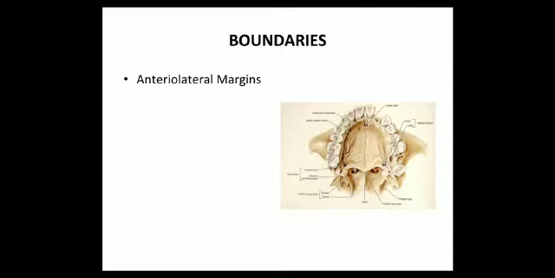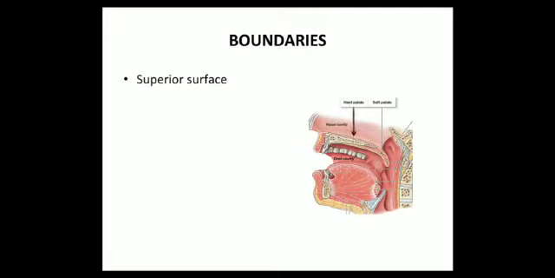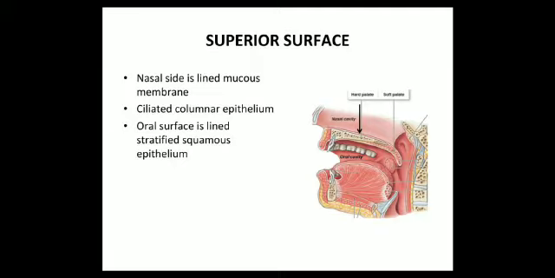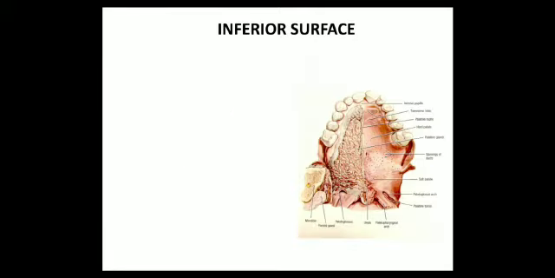Anterolateral margins of the palate are continuous with the alveolar arches and the gums. The posterior margin gives attachment to the soft palate. The superior surface forms the floor of the nose and the inferior surface forms the roof of the oral cavity. So, when we observe the superior surface, that is towards the nasal side, it is lined by mucous membrane and ciliated columnar epithelium. The oral surface is lined by stratified squamous epithelium.